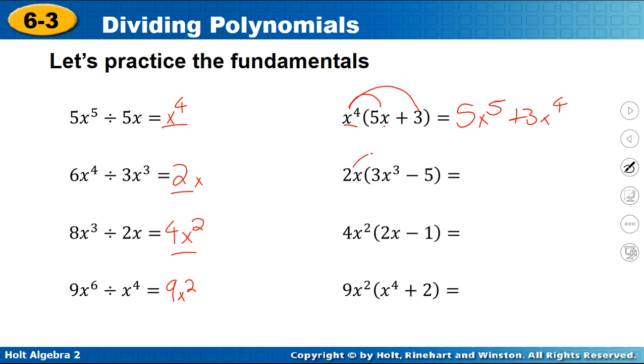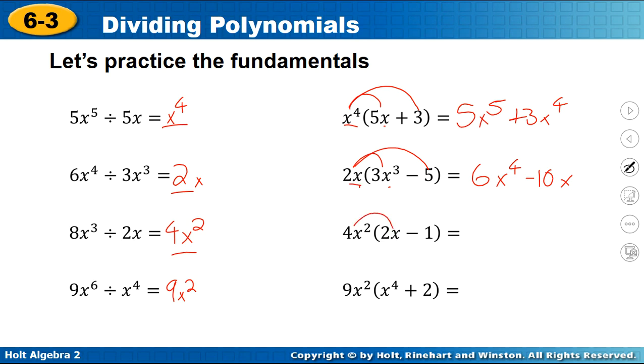Okay, so that should need multiplying those together. The next one, 2x times 3x to the 3rd. Well, 2 times 3 is 6. X and x to the 3rd make an x to the 4th. And then multiply it by negative 5. 2x times negative 5. 2 times negative 5 is negative 10. And then there's that x, of course, part of that term.